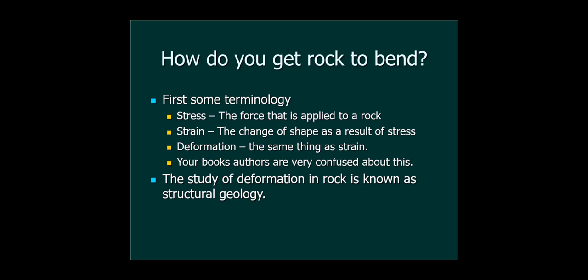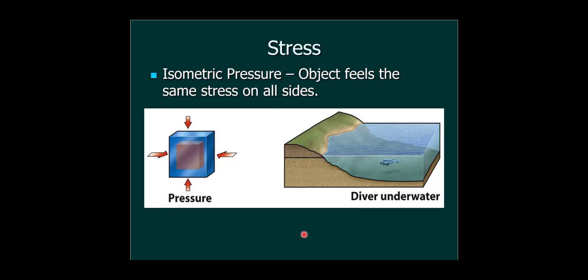Okay, so let's take a look at stress a little bit more. There's a few different kinds of stress. One of them is what we would call isometric stress or isometric pressure, right? This is the idea that force on something is equal in all directions. What that's going to do is change the size of the object, if the object is even compressible, but it does not change the shape of the object, right?